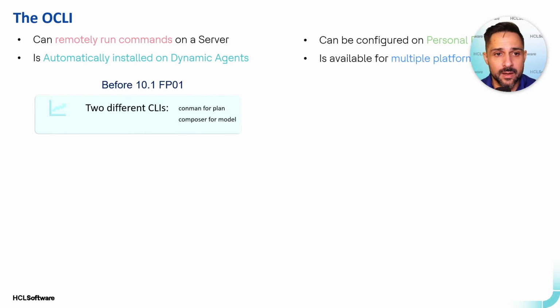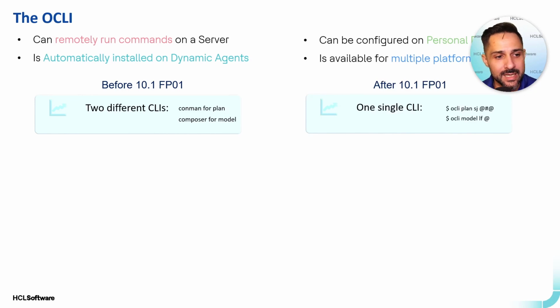Before, we had two different CLIs. We had conman for the plan, so daily plan commands like show CPU, rerun a job, or confirm a job successful. Those are plan conman commands. And then I had composer to perform CRUD functions, so remove, add, and edit jobs within the database. With OCLI, it's everything within the same command line.